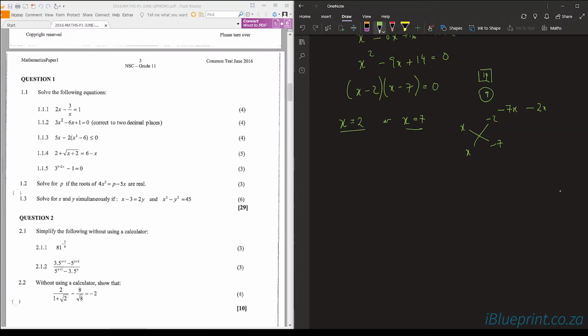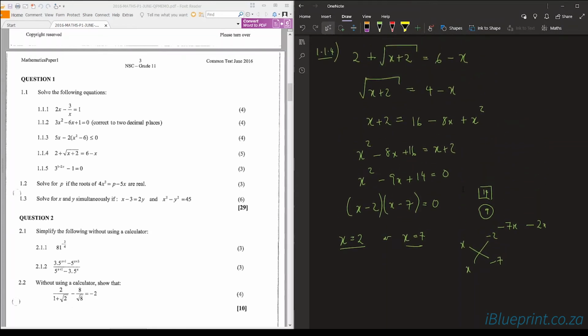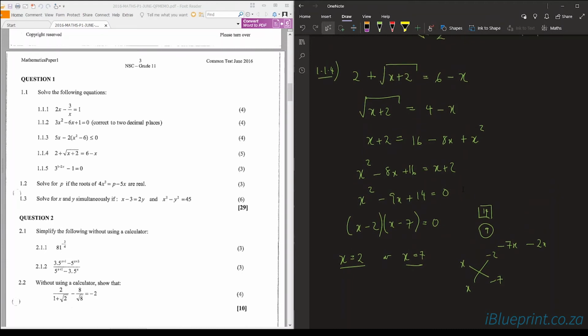Now, if you remember from question 1.1.1, I said anytime you're multiplying both sides by a variable, you need to make sure you check the solution, because one of the solutions you've introduced might be invalid. In this case, we squared both sides, and it's a similar problem there. You need to make sure that because we've introduced this quadratic, both of our solutions work in the original equation. So we'll check that.